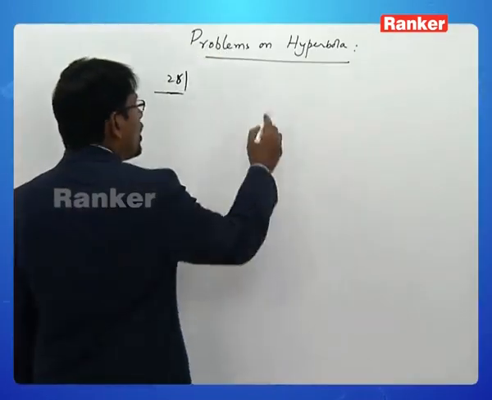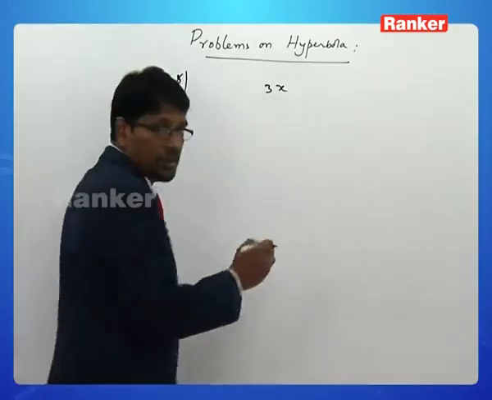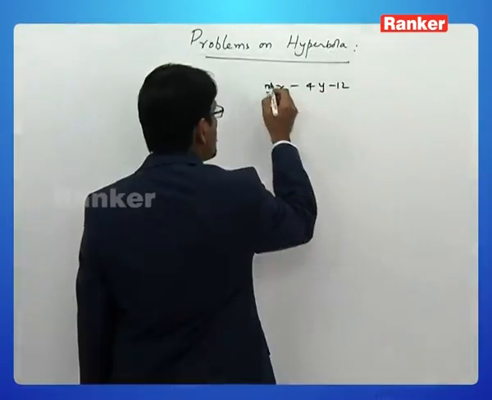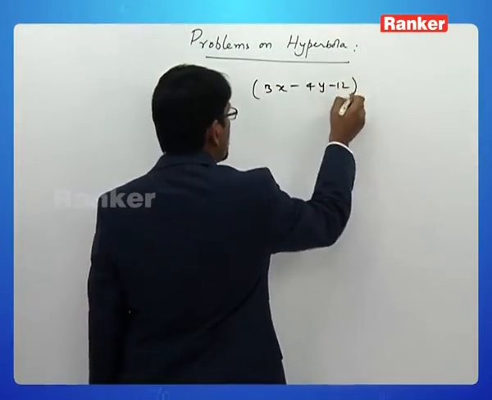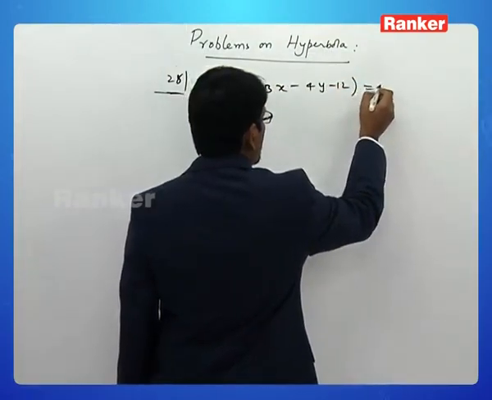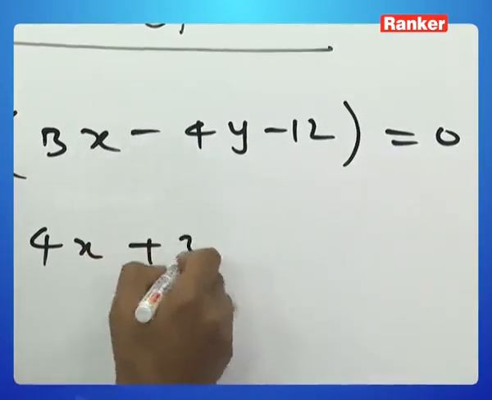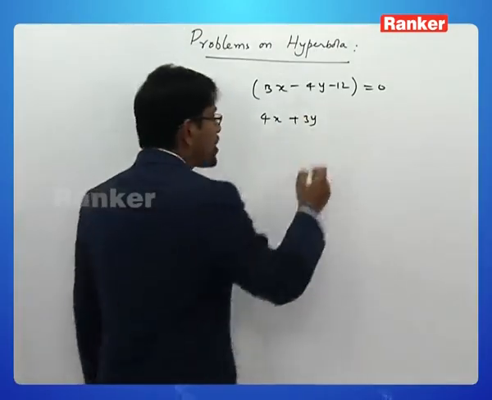Now, 3x - 4y - 12 = 0, and 4x + 3y - 12 = 0.